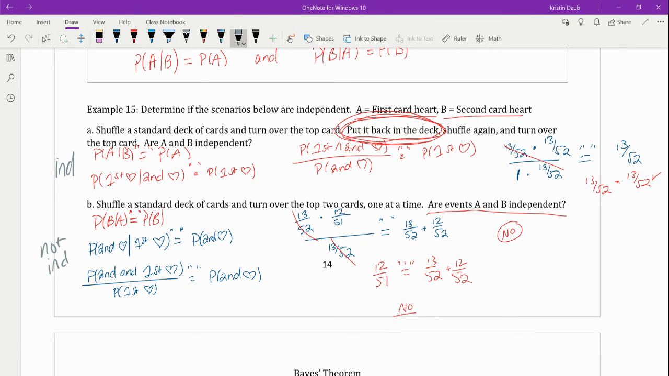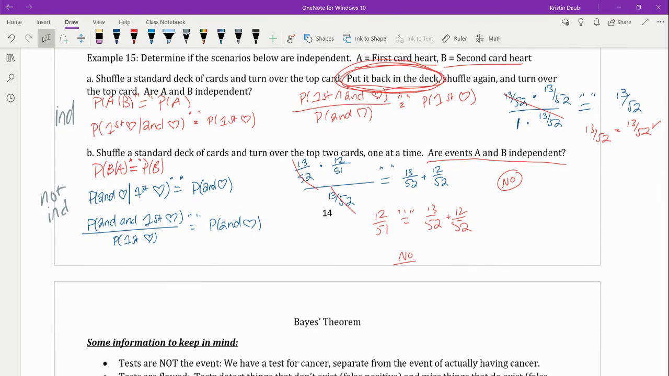So a good rule of thumb for us, and this is always going to be true: anytime we're sampling with replacement, which is the case of the first one, we took the card out, we looked at it, we put it back in the deck, we shuffled, and then we drew it again. It's that putting it back in the deck that tells me I'm replacing the card after I choose it. Those are always going to be independent.